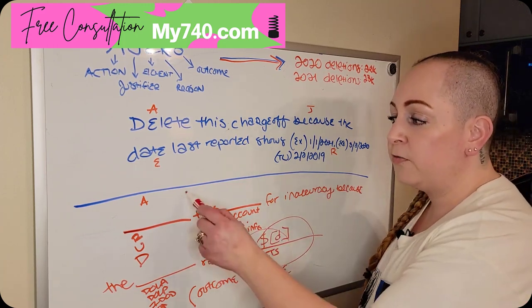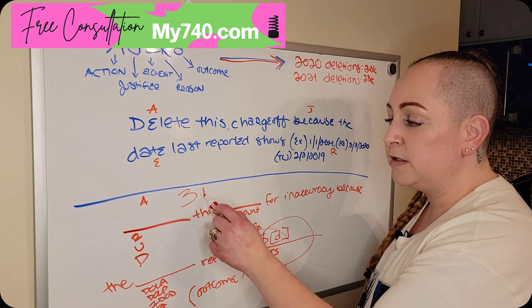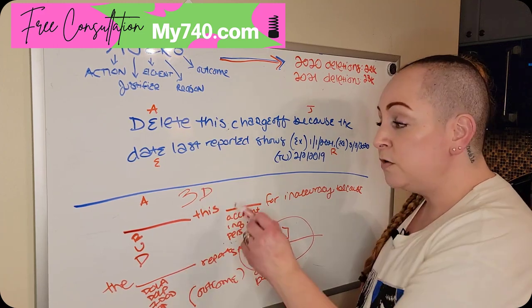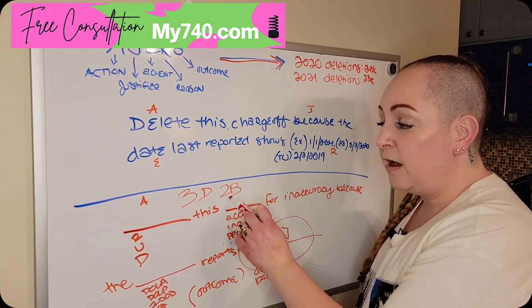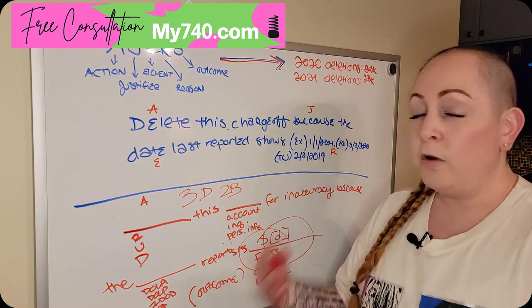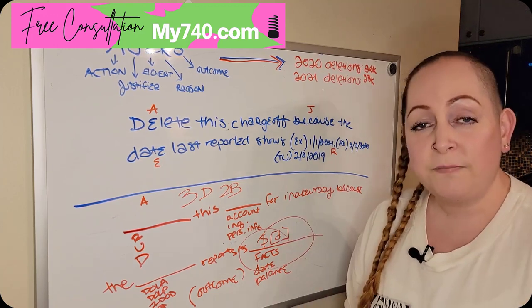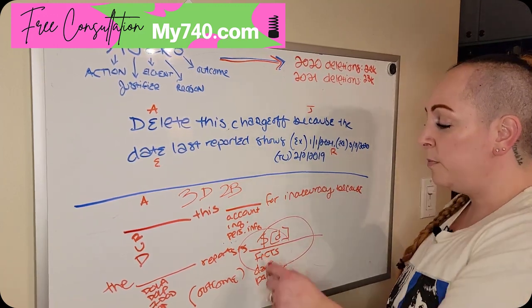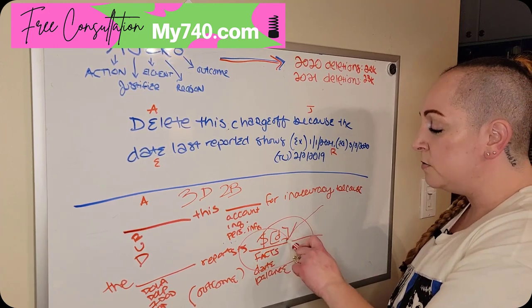So if you have 3 different dates, that's going to be inaccurate. You have 2 different balances, that's going to be inaccurate. You have where one bureau says one thing and the other 2 say something else, that's going to be inaccurate. And you want to plug that information right into here.